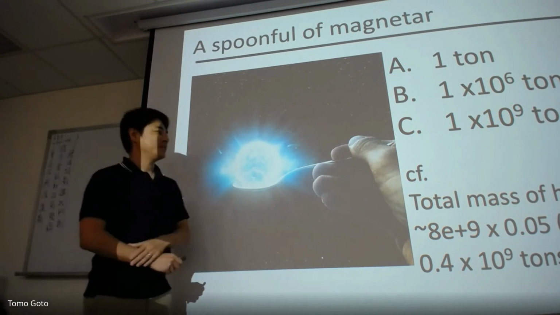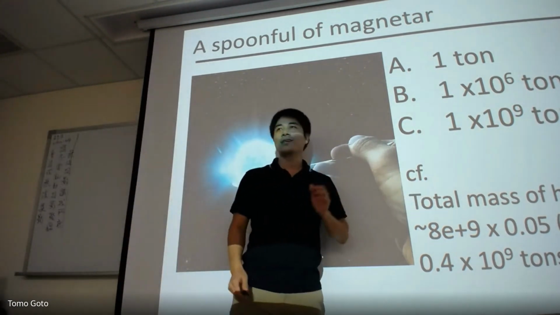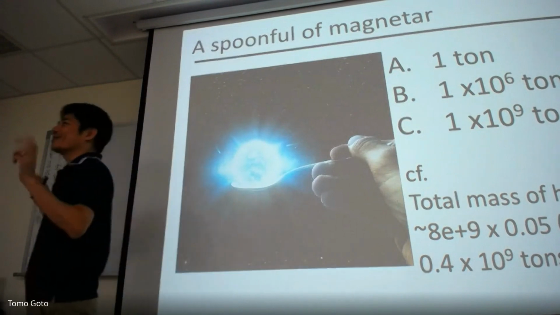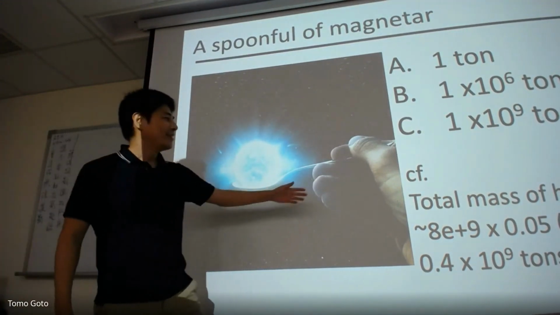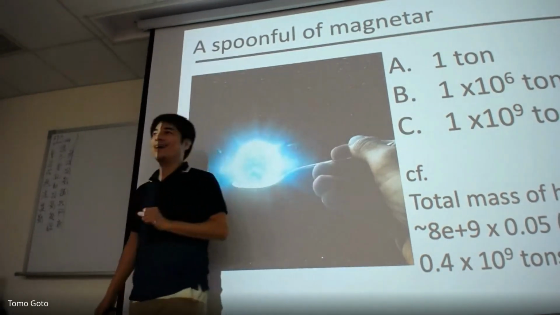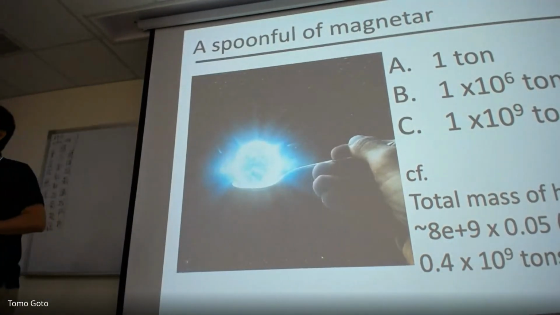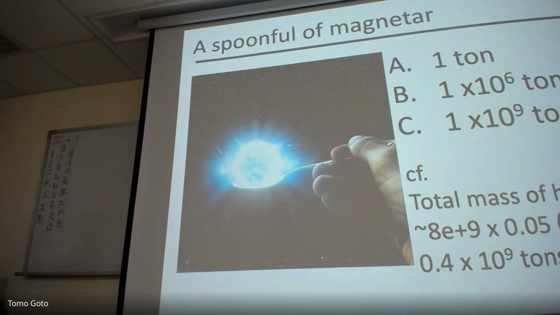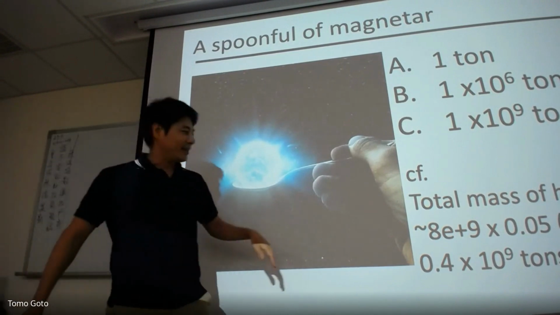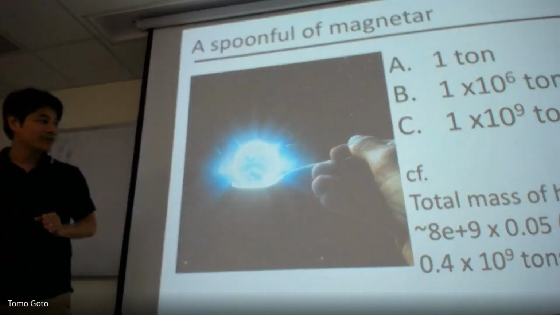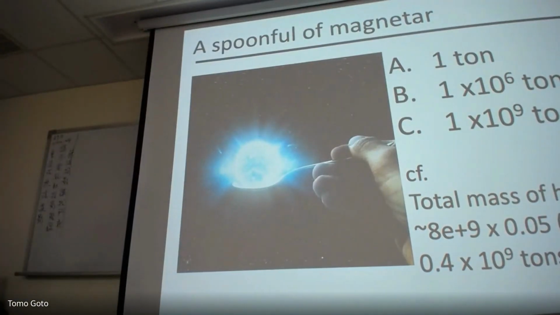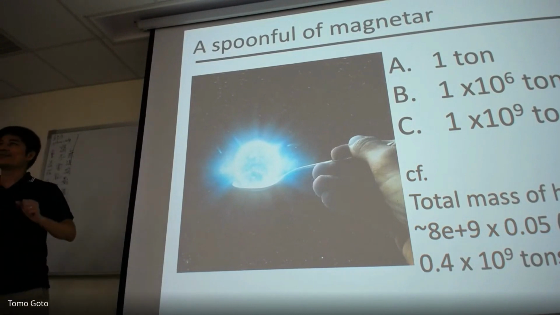This is just an example: the total mass of humans. I don't know how good a comparison it is, I just came up with this one. When I calculate the total mass of humans, assuming 50 kilograms per person, and we have 8 times 10 to the 9 people in the world, the total mass of humans is about 0.4 times 10 to the 9 tons. So which do you think?